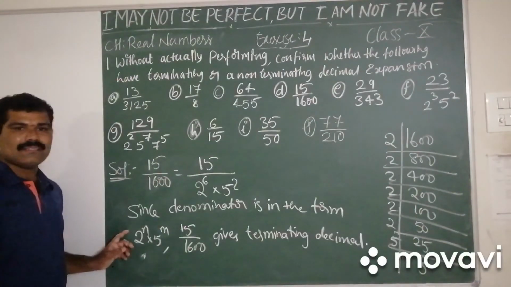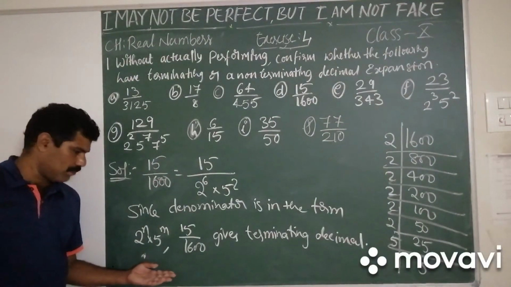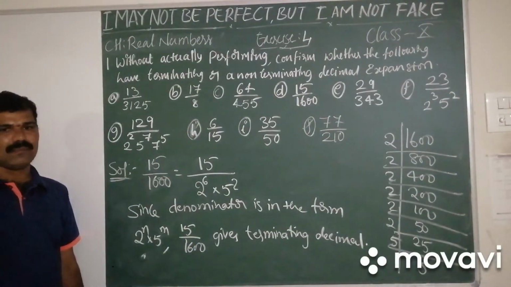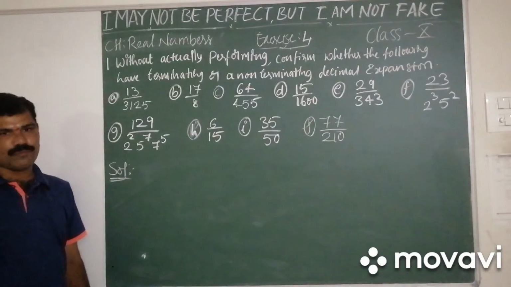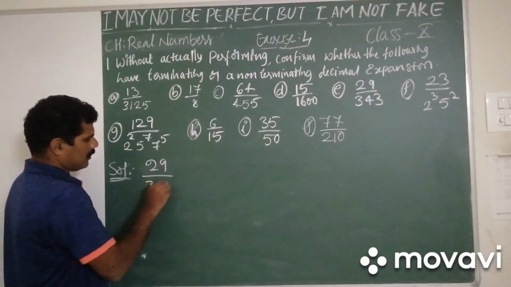Since the denominator is in the form of 2 to the power of n into 5 to the power of m, the given rational number gives you a terminating decimal. Now the fifth one, that is 29 by 343.